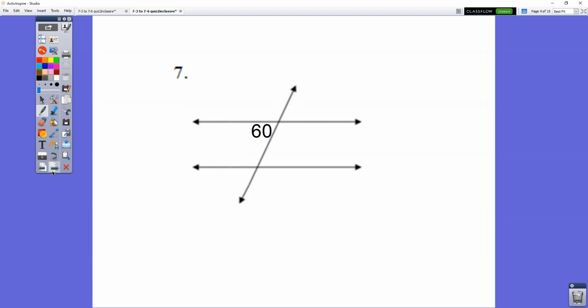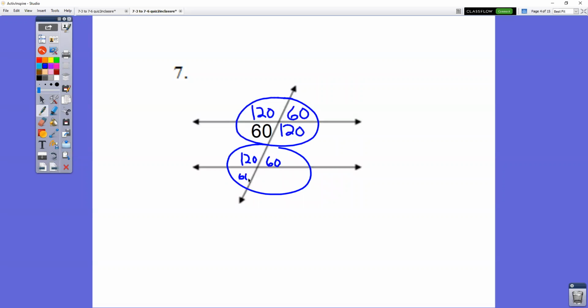So if this angle is 60, the one next to it has to be 120. The one above it has to be 120 because when they're right next to each other, they add up to 180. This one has to be 60. Your upper half set is the same exact pattern as your bottom half set. So we have 120 and 60 across the top, 60 and 120 across the bottom. So you'll have 2 questions on your quiz that look like this.